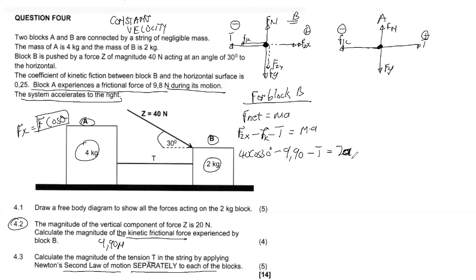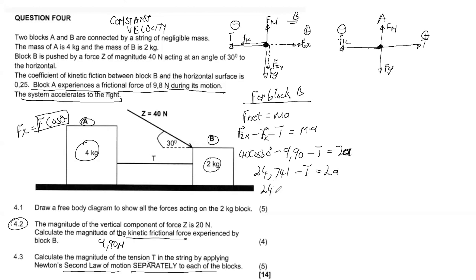Okay, so we want to do the math. Just say 40 cos 30 degrees minus 9.90 all at once. So that's 24.741. And then minus T is equal to 2a. At this point, I like to just make my T the subject of the formula.